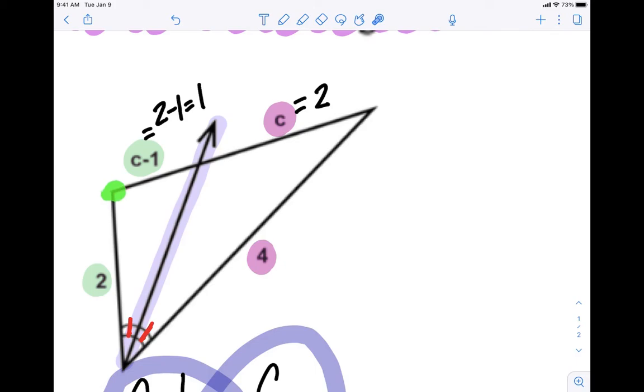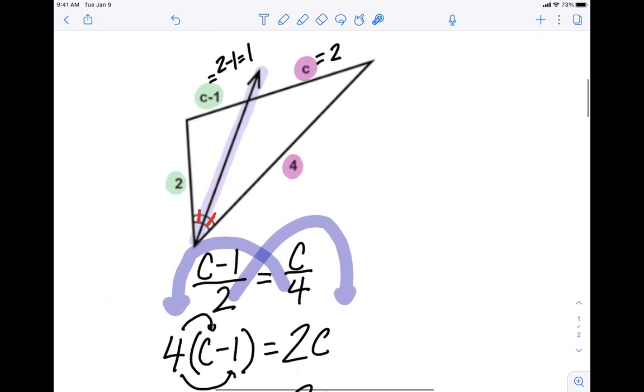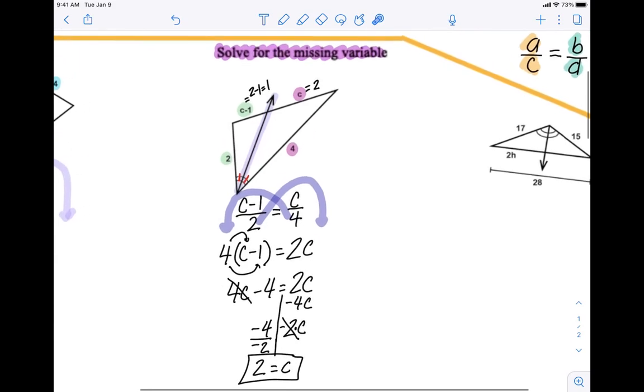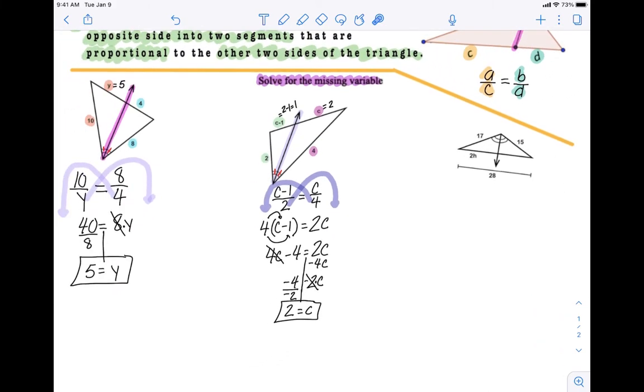So from here to here would be 1 plus 2. The whole thing would be 3. Right? But that's not what they're asking us for. They're asking us to solve for the missing variable. We solved for C. Okay, there you go. That's 2 examples right there.